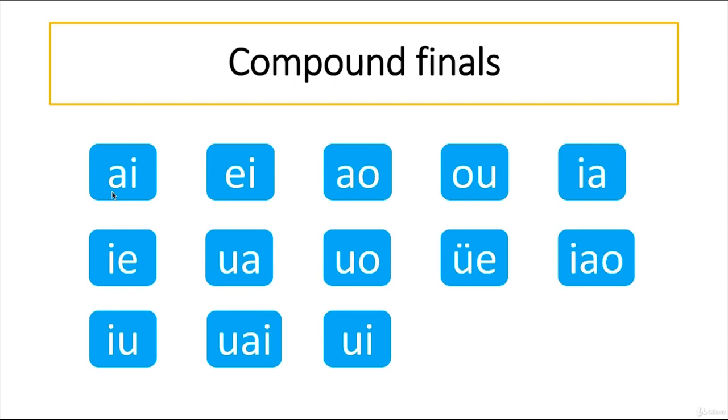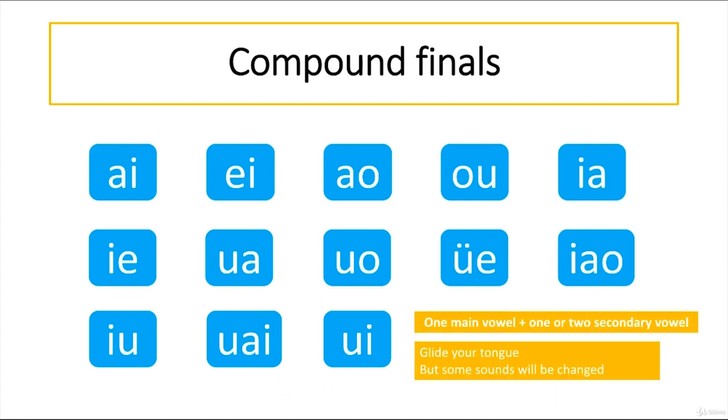In each compound final, there's one main vowel and one or two secondary vowels. Since we've learned the 6 simple finals, it will be much easier to learn the compound ones. All you have to do is to glide your tongue from one simple vowel to another. The main vowels are more stressed than the others. The secondary vowels are very soft and brief. And remember, we're using the first tone to practice these vowels.